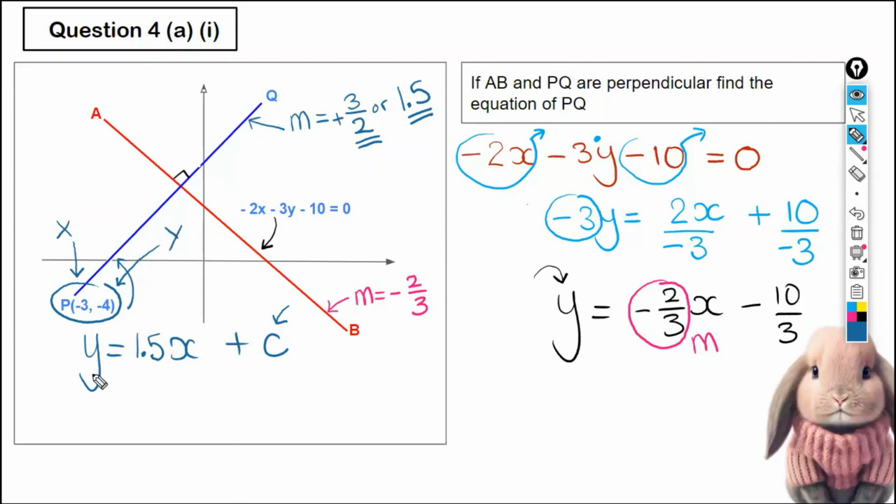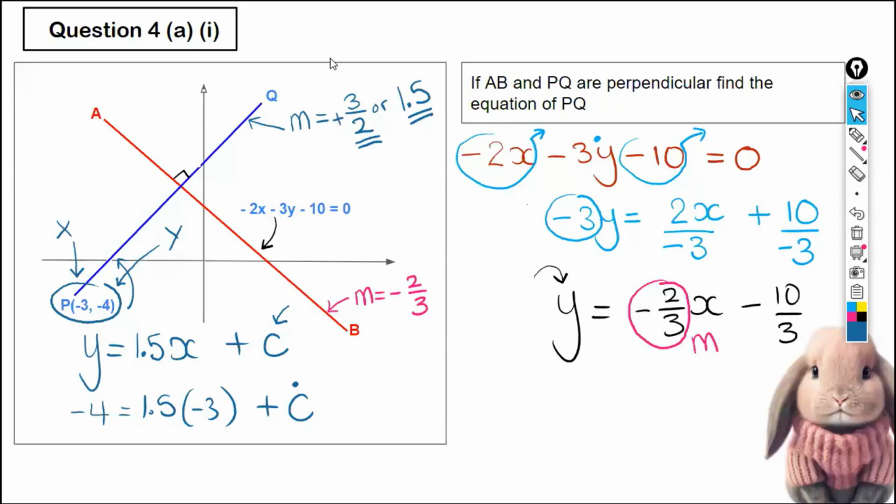So what I want you all to do to complete this question, replace the y with minus 4, replace the x with minus 3, and do your best to solve for c, because that's the missing part of the equation of the straight line. We have m, but we still need to find c. Quickly find c and send the answer on the chat.